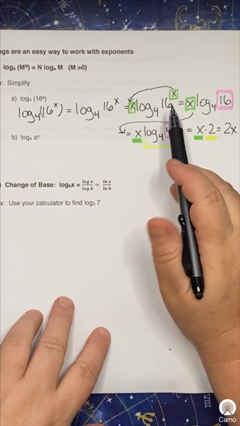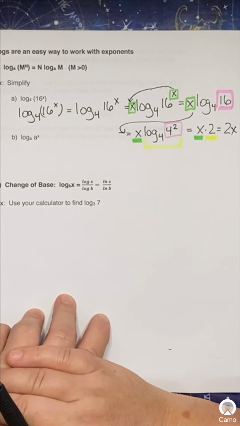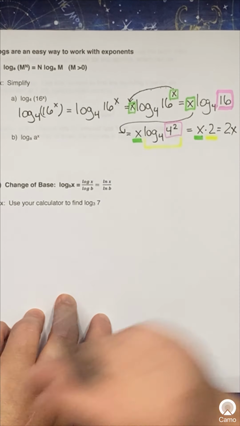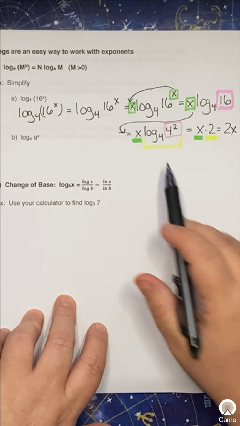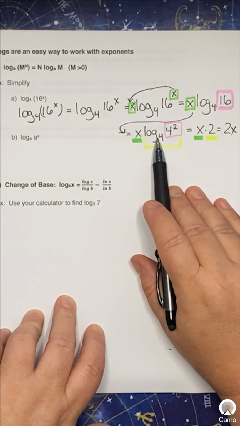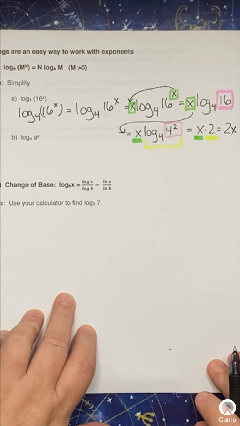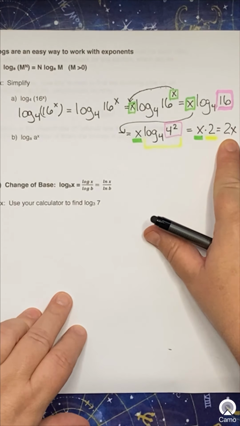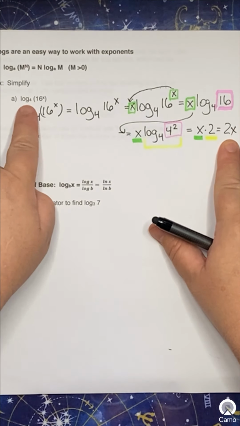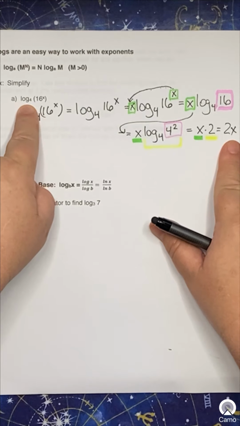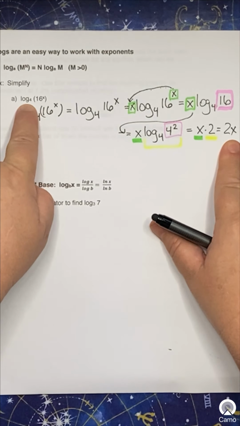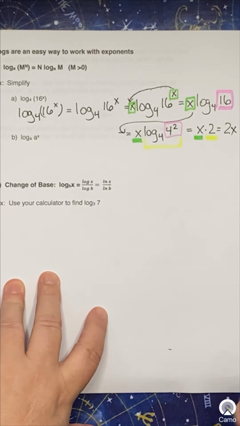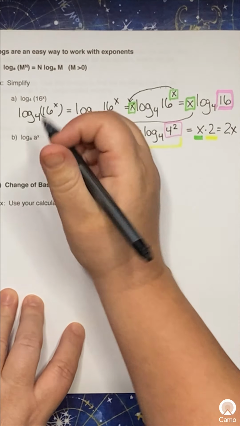Now, could we have done this without getting the x out of the way? No. So it's really convenient that the x just jumped out of the way. We could do this, simplify what's going on here, and then we end up with 2x, which hopefully I can convince you that the expression 2x is way easier to deal with than log base 4 of 16 to the x, right? Yeah. Okay, I'm not sure what I was thinking, but part B is way easier.